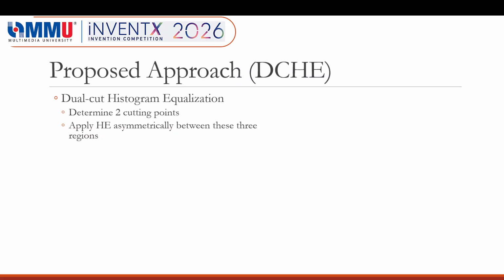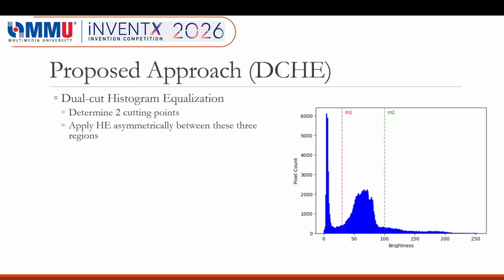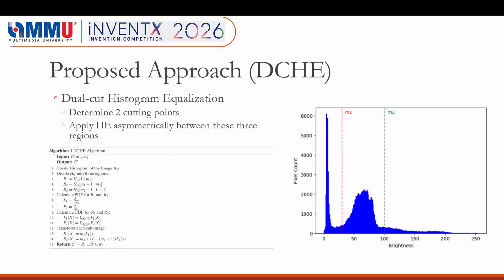Our proposed approach actually consists of two parts. The first one is the dual cut histogram equalization, or DCHE. In this method, we determine two cutting points of the histogram of our brain images. And after we provide these two cutting points, which practically divides the histogram into three regions, we apply histogram equalization asymmetrically between these three regions with the hope that the contrast will be enhanced by equalizing these histograms. And this is the general algorithm of this DCHE.